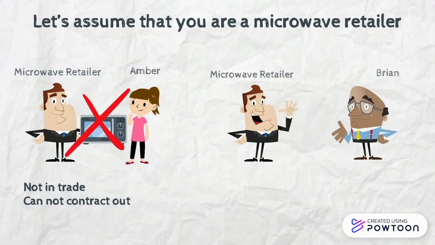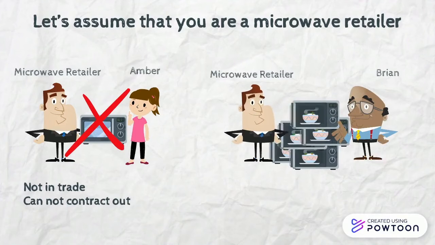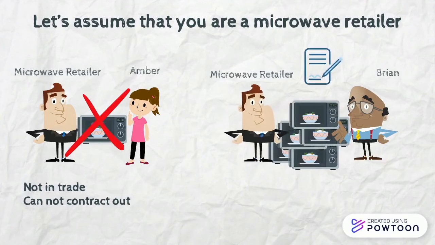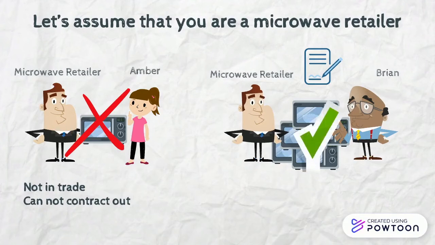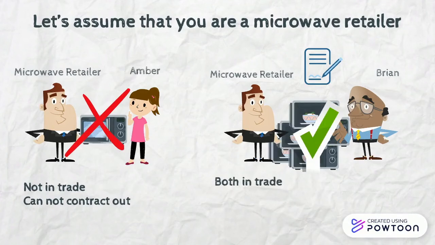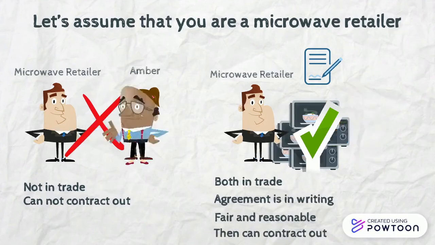Brian, the boss of a business, bought 5 microwaves for employees to use in their office. And you both agreed to sign a contract to contract out of the CGA. Is that allowed? Of course. Brian's purchase of the microwaves is a business-to-business transaction. So you two are in trade, and you two do have a written contract. If it is fair and reasonable to sign a contract with him, contracting out is possible.